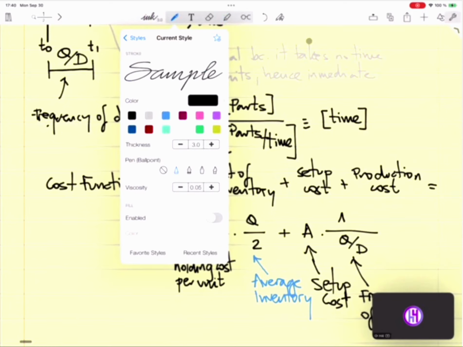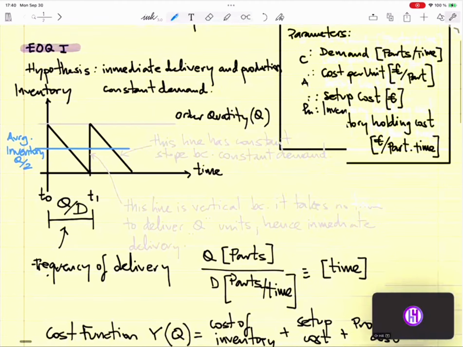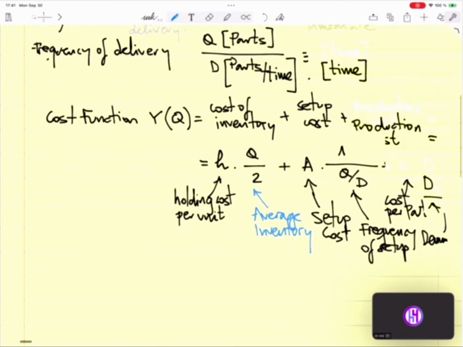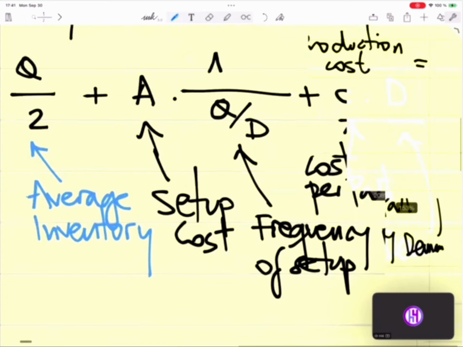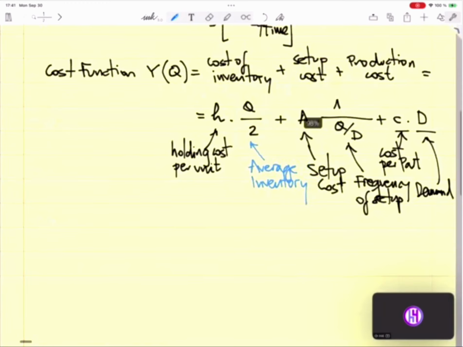And the last thing is C times D. C, remember, is a cost per unit, and if you multiply the cost per unit by the demand, D, you get the production cost. Okay, so this is our cost function.